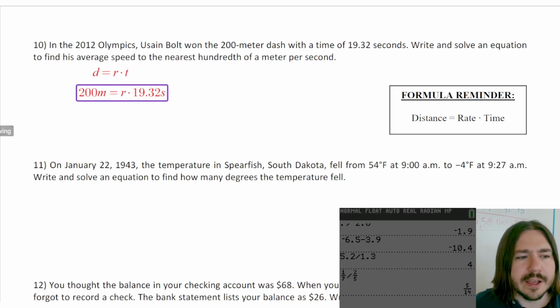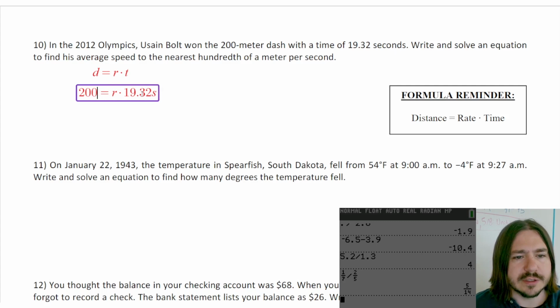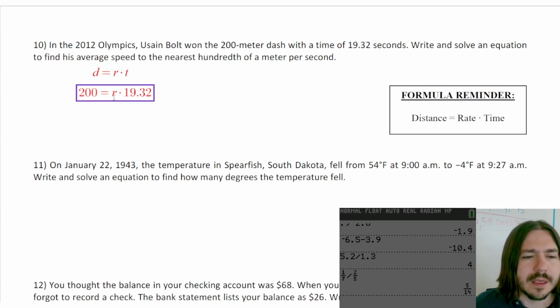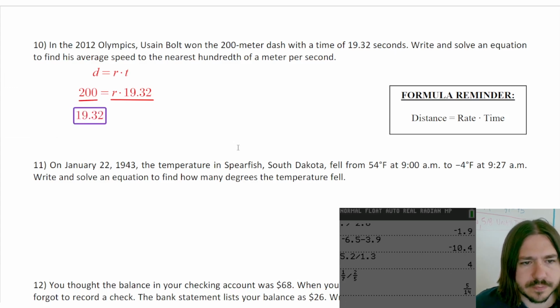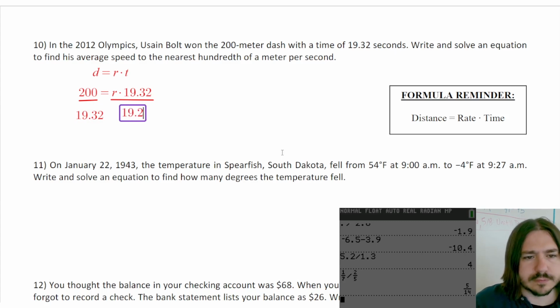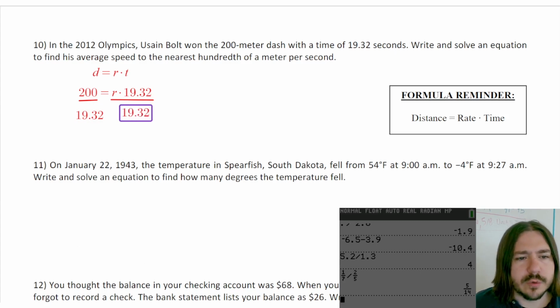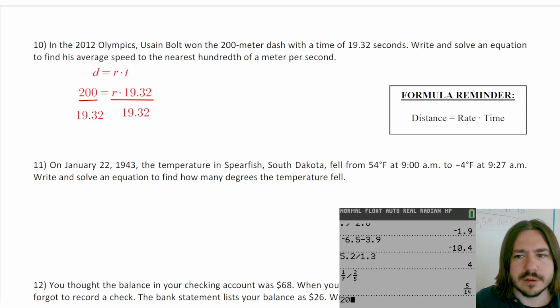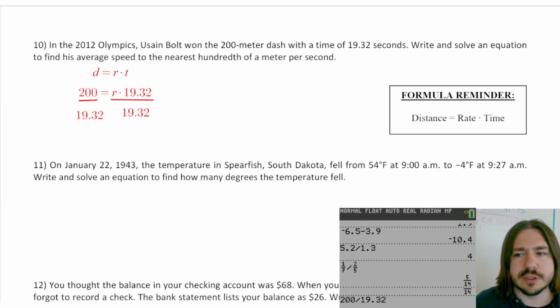So then we just want to divide. We want to divide both sides, and just to clean this up, I'm going to actually delete this. It kind of looks like we have some variables in there. I'm going to divide 200 meters by 19.32 seconds. So we're going to divide both sides here by 19.32. And so we've got 200 divided by 19.32.